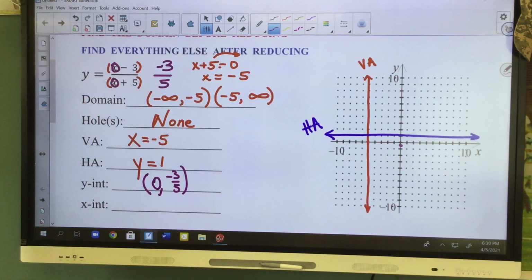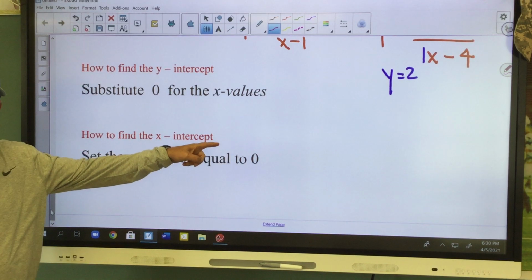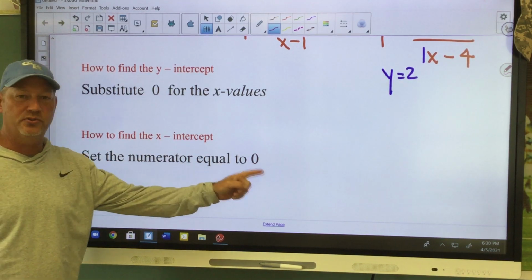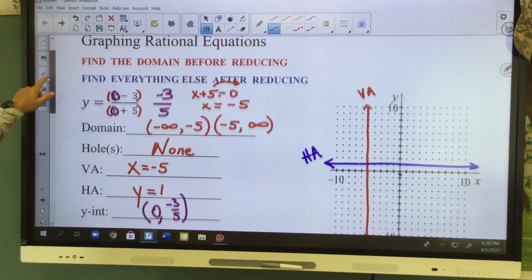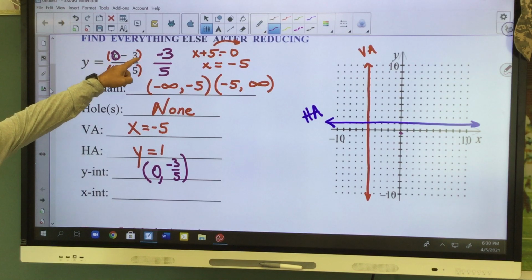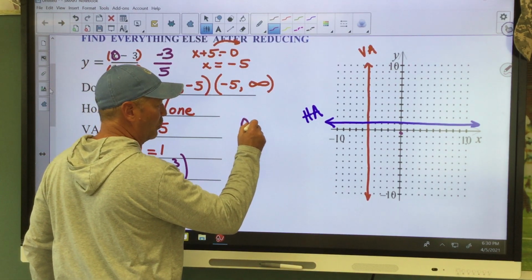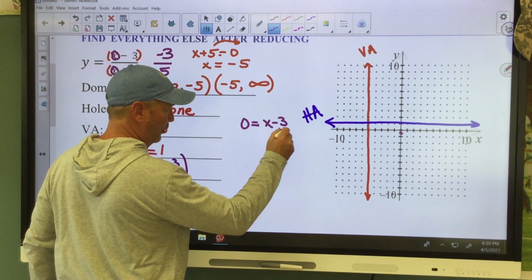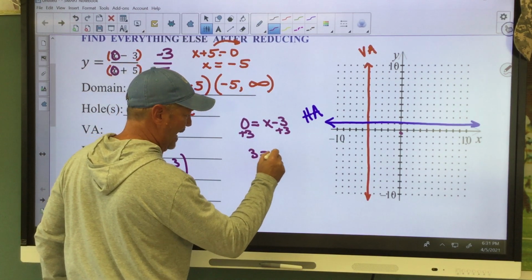Okay? The next thing is to find the x-intercept. How to find the x-intercept? We're going to set the numerator equal to 0. So we're going to go back to our problem. In the numerator was x minus 3. So we're going to say 0 equals x minus 3. Add 3, add 3. 3 equals x.